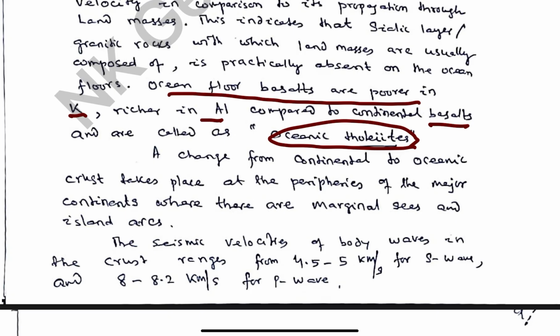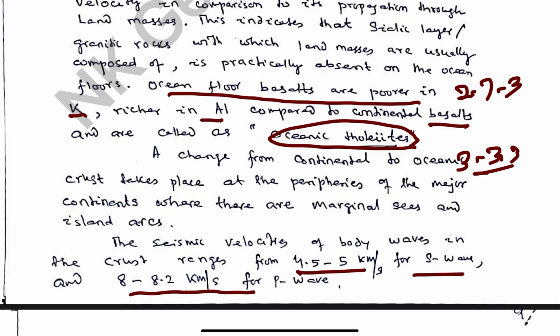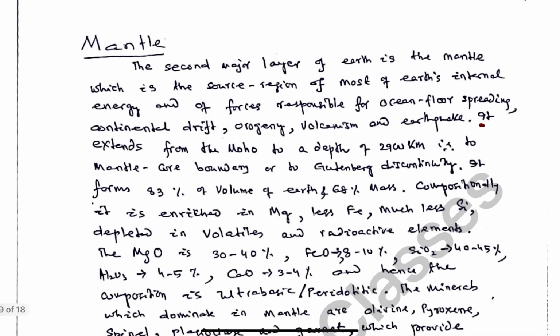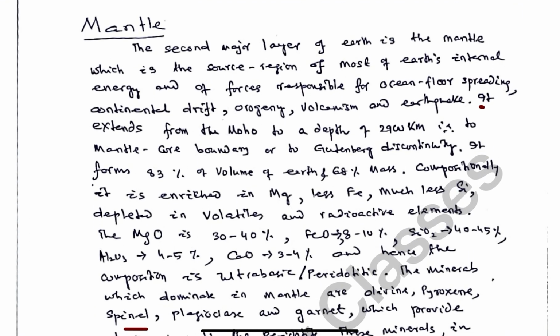And if you take into account their density, continental lithosphere or continental crust has a density of 2.7 to 3, and the oceanic crust from 3 to 3.3. So this is the density of the crust, and the seismic waves show a velocity from 4.5 to 5 kilometers per second for S wave, and 8 to 8.2 kilometers per second for P wave. So this is about the crust.